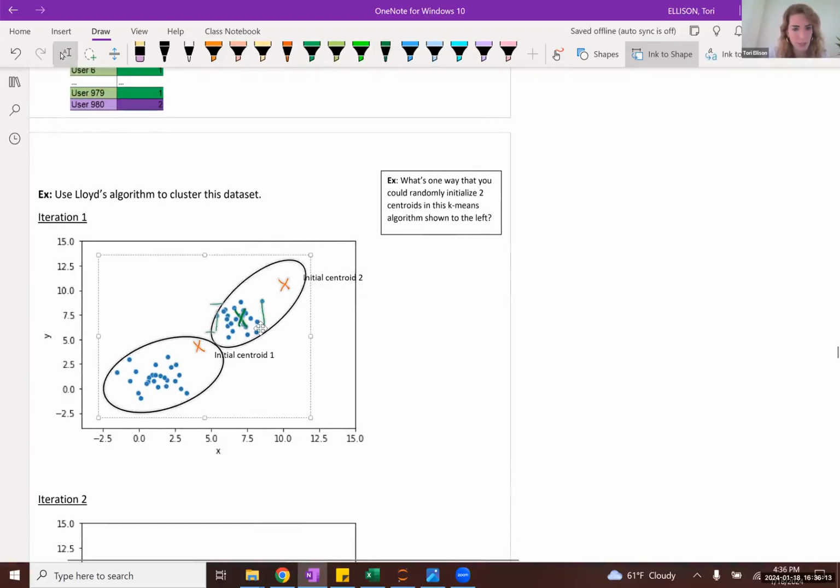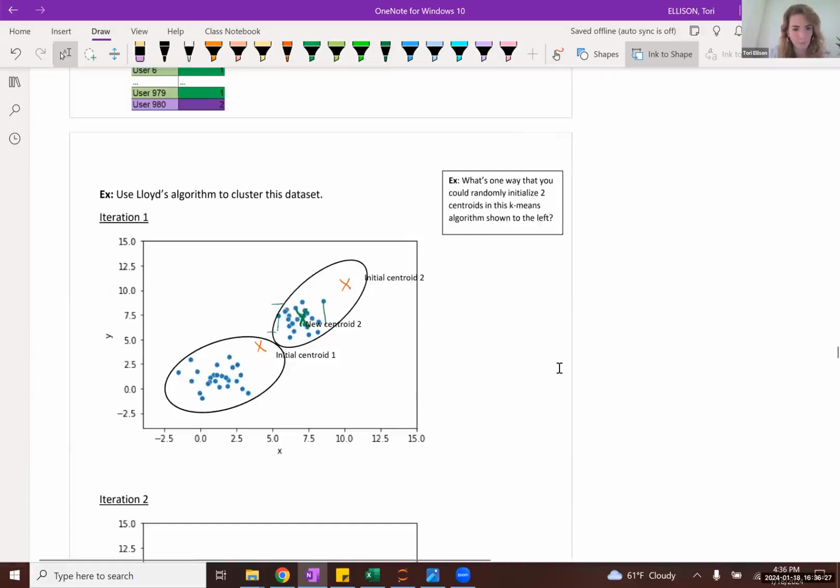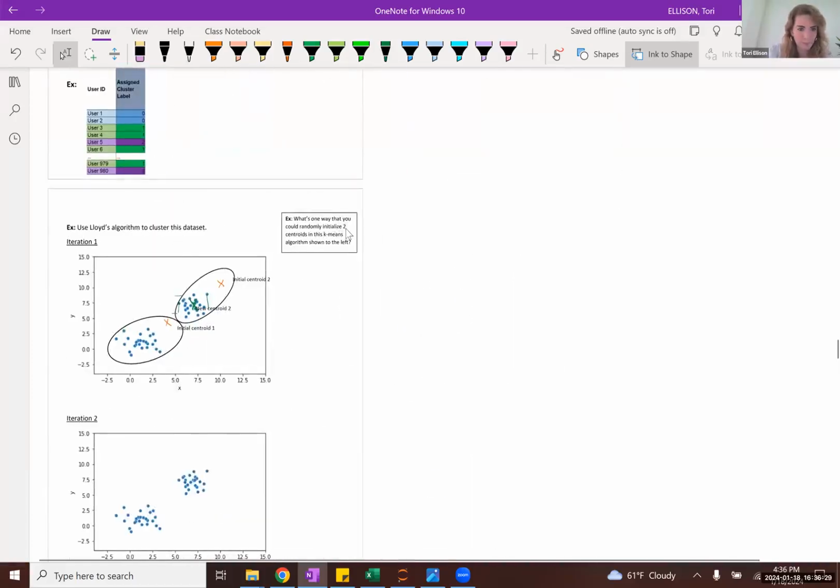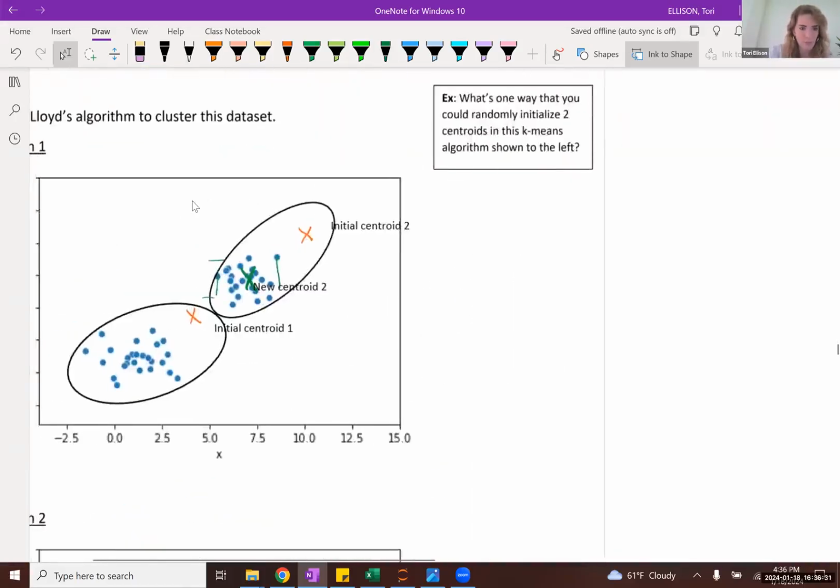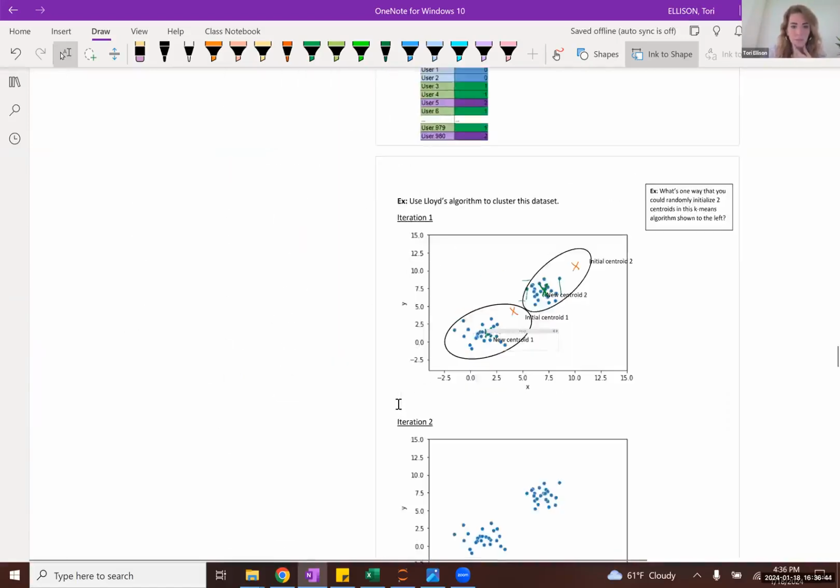So this is new centroid 2. And similarly, the average of all these points in this cluster would be something, some observation here. So this would be new centroid 1. Okay.